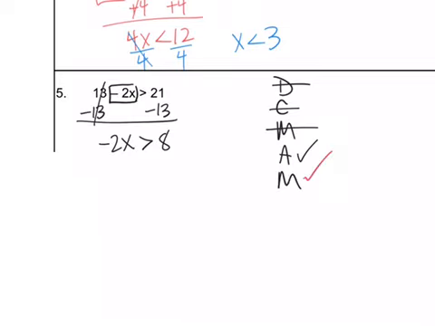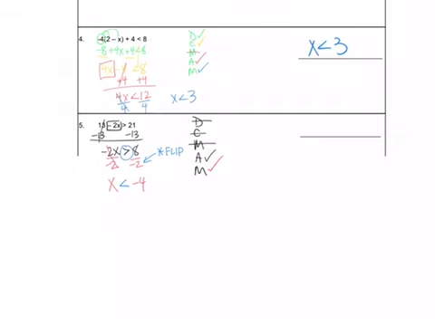And then I will finish by multiplying or dividing. I am dividing by a negative 2. Because I divided by a negative 2, I have to flip my inequality. But everything else stays the same. So negative 2 divided by negative 2 on that left side goes away, and I'm left with x. 8 divided by negative 2 is negative 4. So I have x is less than negative 4.